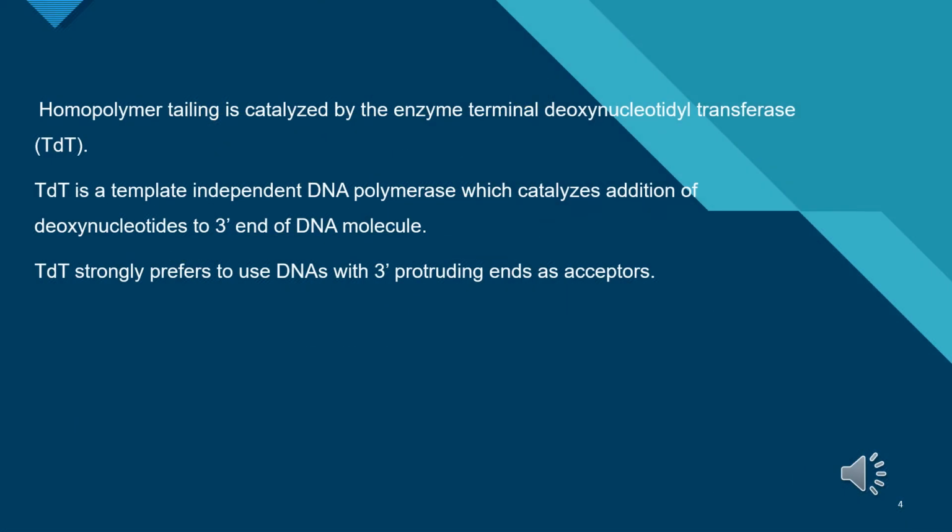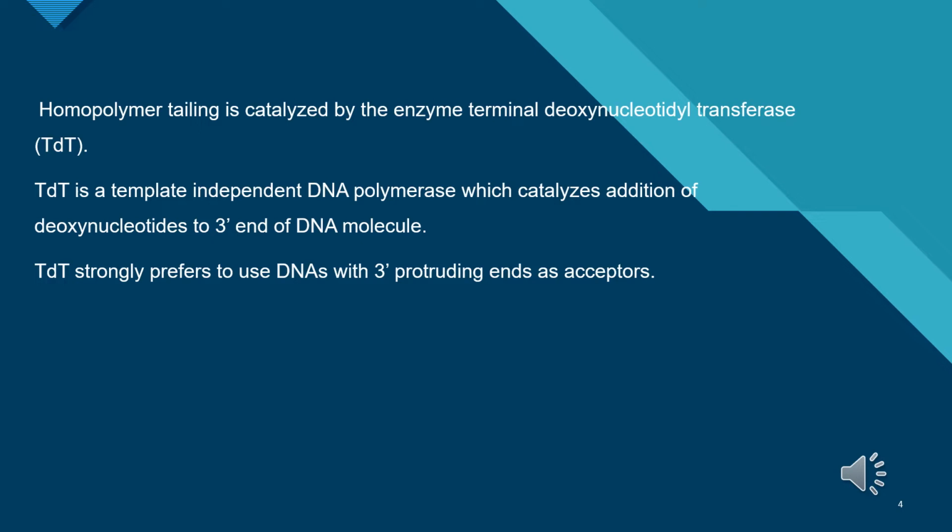Now we know about the enzyme which catalyzes homopolymer tailing. Homopolymer tailing is catalyzed by the enzyme terminal deoxynucleotidyl transferase. It is a template independent DNA polymerase. Template independent means this DNA polymerase doesn't require a template for the synthesis of DNA. This enzyme catalyzes the addition of deoxynucleotides to the 3' end of a DNA molecule.